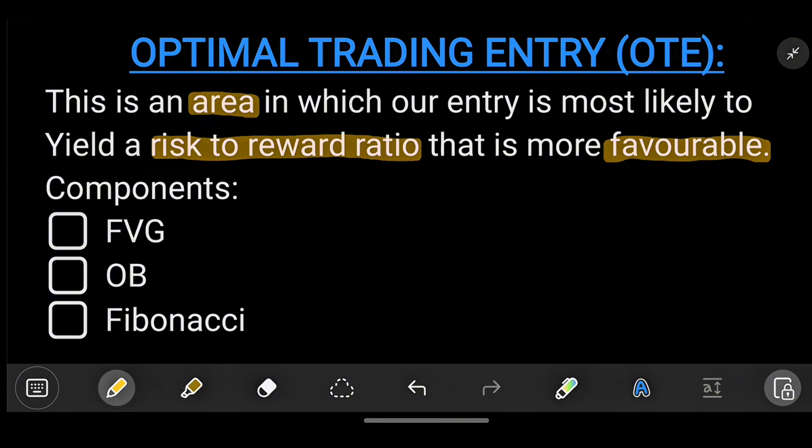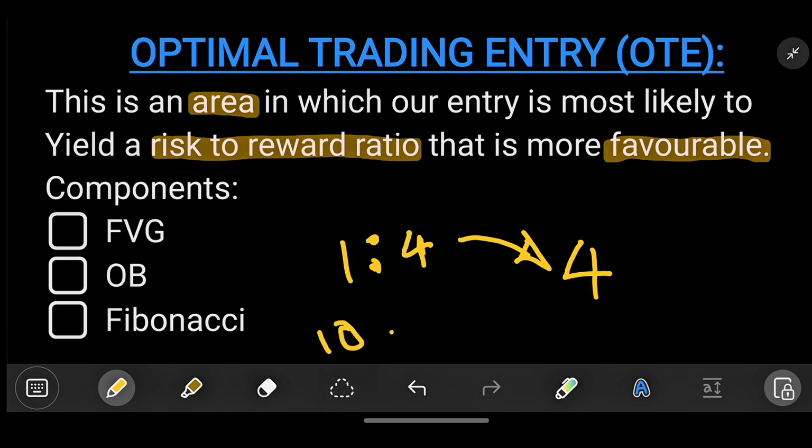Okay, so an optimal trading entry or area is an area where when we take our trade, say we take a trade with $1 at that particular area, and we have a risk to reward ratio of 4, meaning we will yield $4 on every dollar that we trade. If we put in 10, we will pull out 40. If we put 100, we'll pull out 400, so on and so forth.